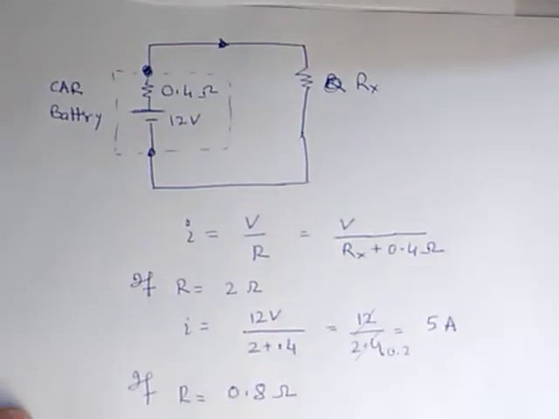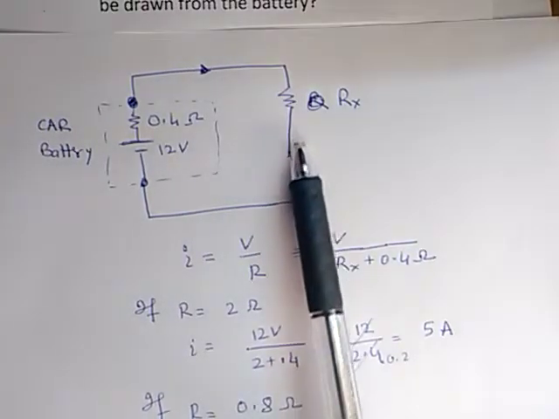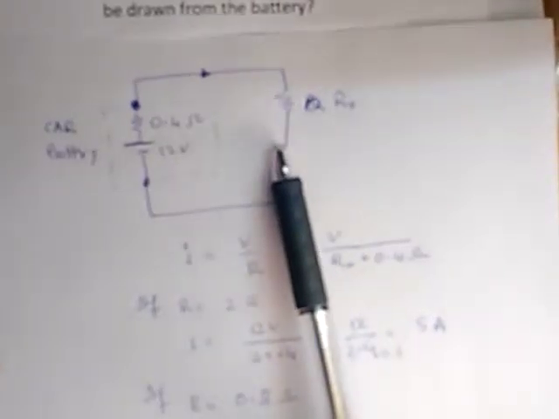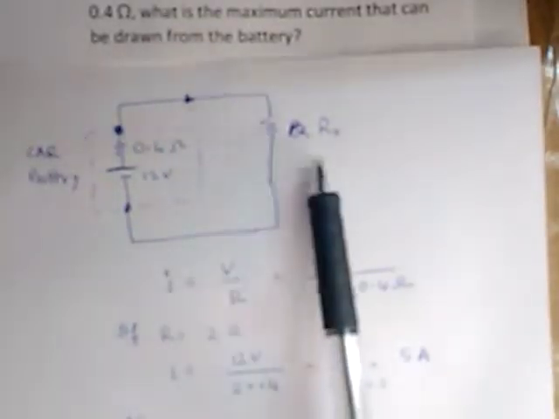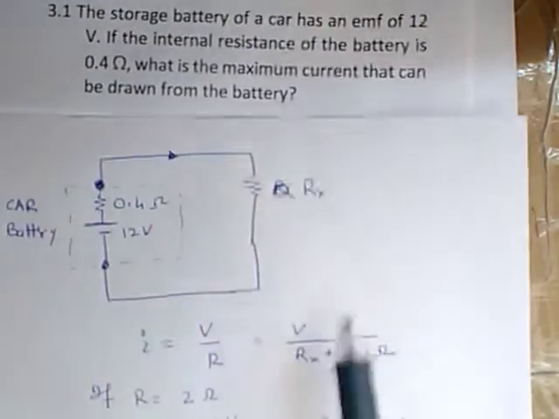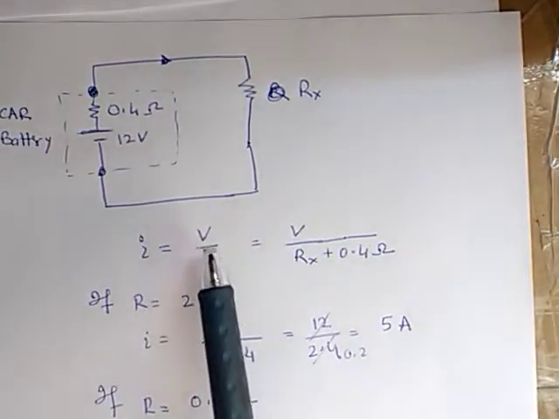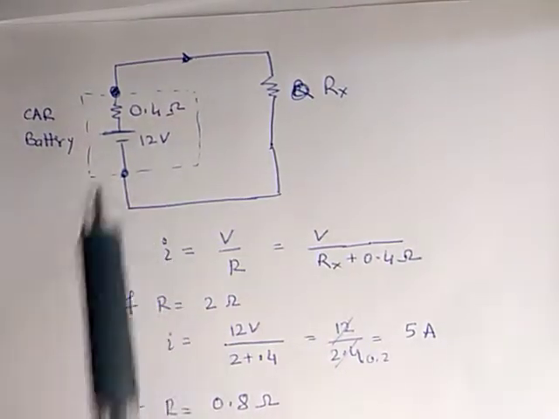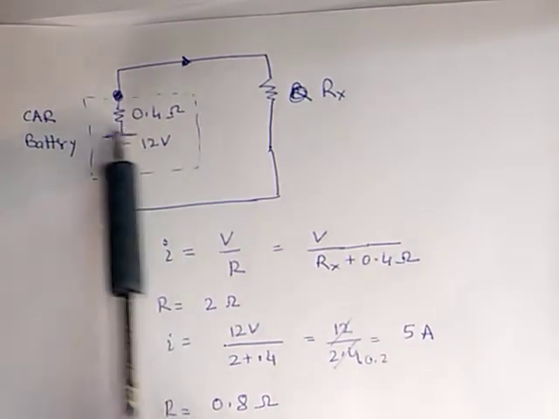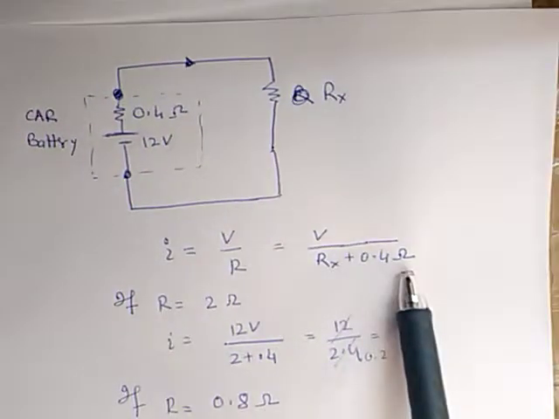Let us say from this car battery, we have connected some external things, the bulbs, the chargers, everything else that runs on this car voltage. Let's call this resistor Rx. The current through this battery is given by the simple Kirchhoff voltage law, I equal to V by R. The resistance is the sum of the internal resistance of the battery and the external resistance Rx, so we have Rx plus 0.4 ohm.